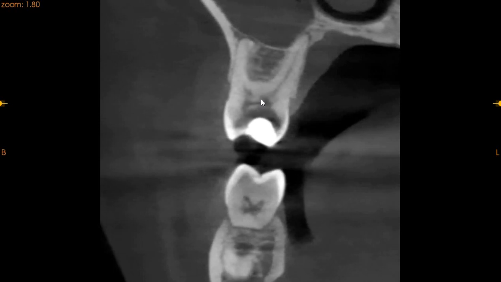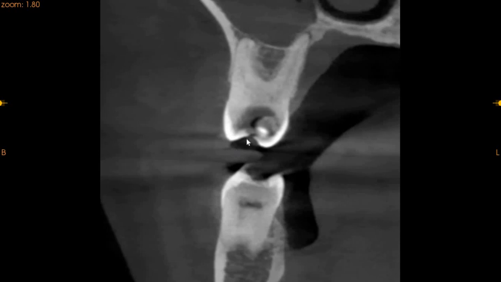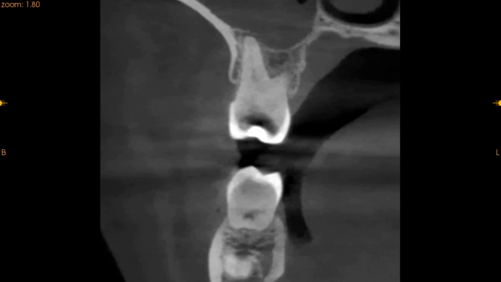We've got three roots in this tooth, and we've got three canals, which we will show you. The working length is approximately 21.4 millimeters for the palatal, and then we've got the mesial. The working length approximately is going to be 18 millimeters in the mesial, and the working length for the distobuccal canal is going to be approximately 18.7 millimeters as well.